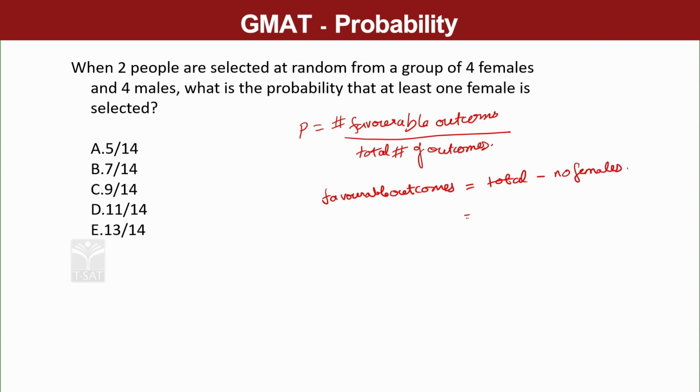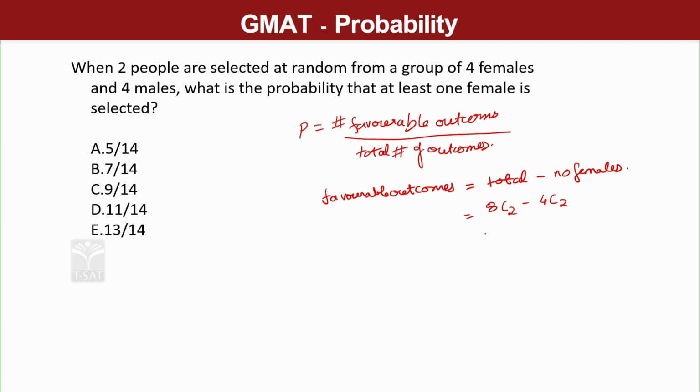So the total number of ways you can select 2 people out of this group of 4 females and 4 males, a total of 8 people, is selecting 2 out of 8. And how can you have no females? That means both people selected are males. So out of the 4 males you select 2.